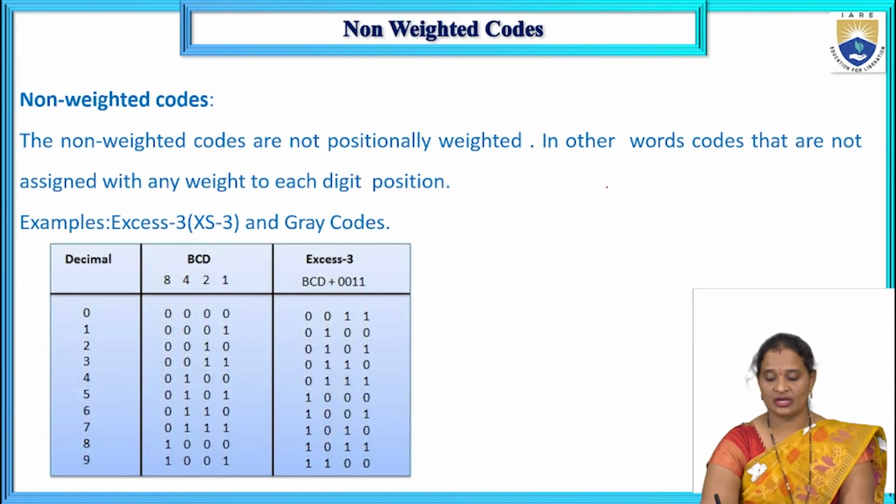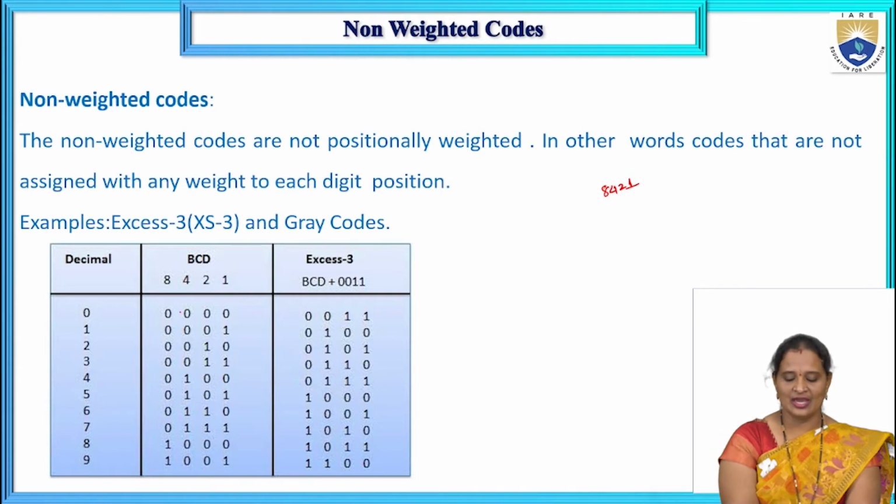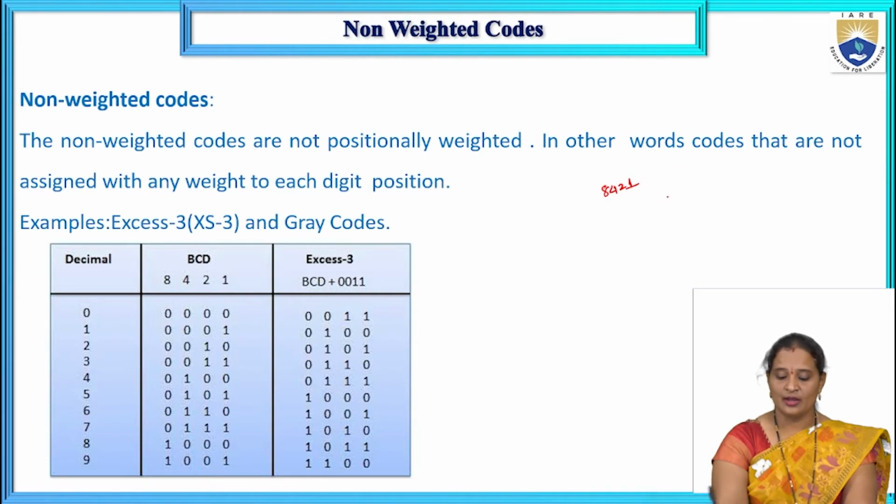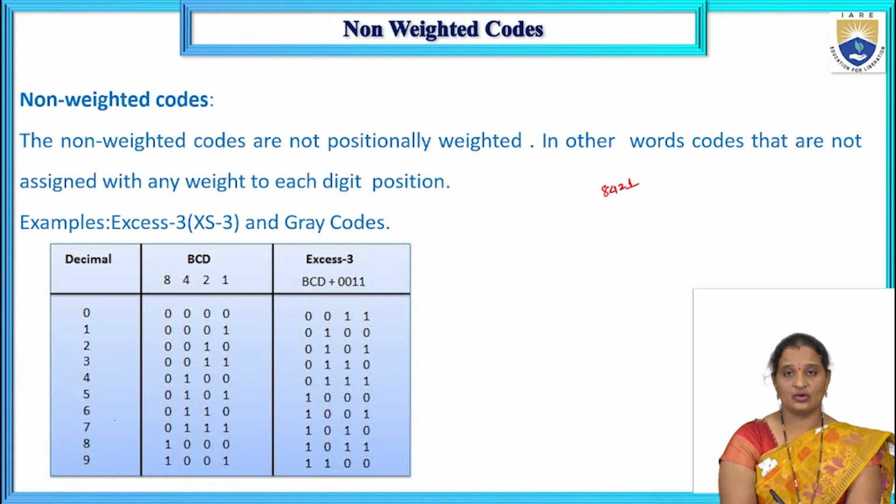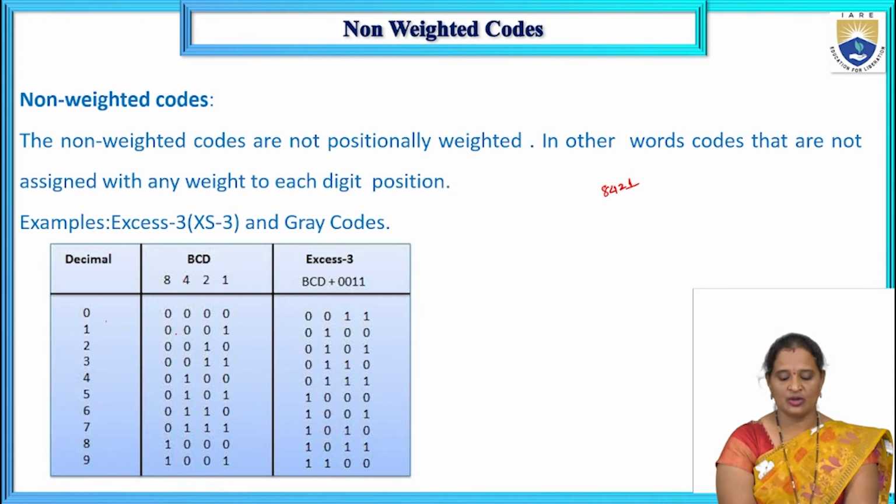BCD code, as I already told you, BCD codes are nothing but 8421. So here are the BCD codes for 0 to 9: 0000 for 0, 0001 for 1, 0010 for 2, 0011 for 3, 0100 for 4, 0101 for 5, 0110 for 6, 0111 for 7, 1000 for 8, and 1001 is 9. So these are the BCD codes.